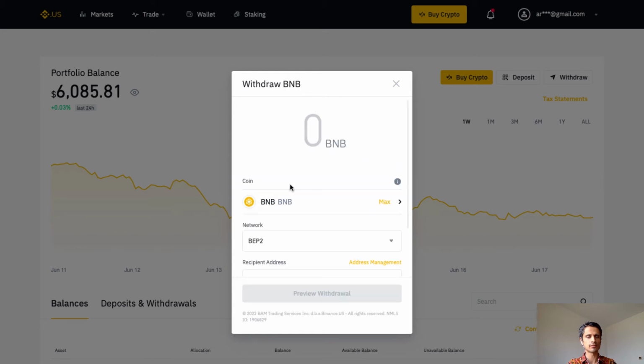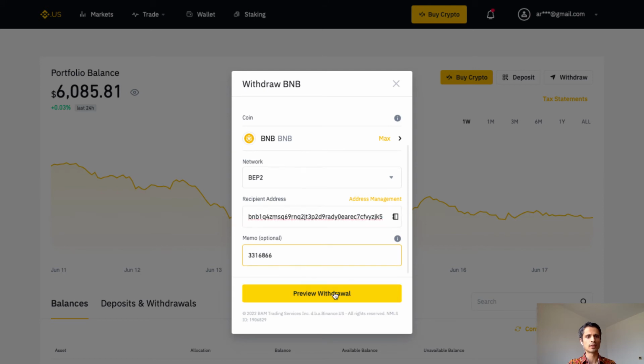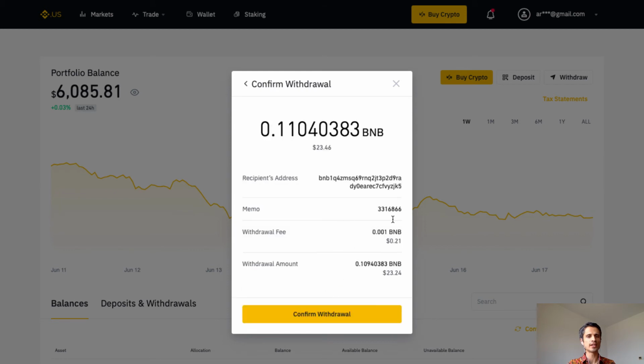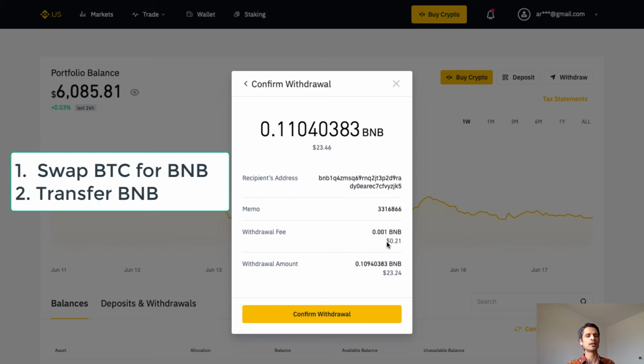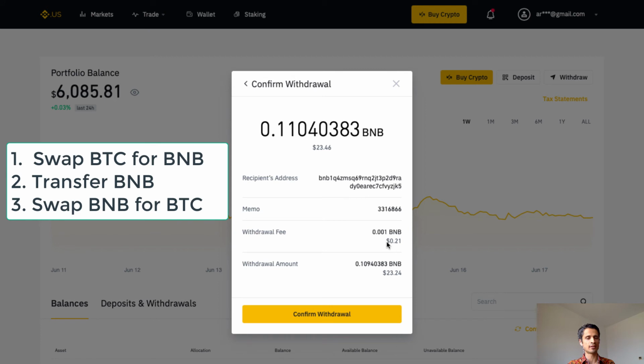BNB. So I put in my recipient address and my memo, preview withdrawal. We can see immediately that the withdrawal fee is considerably lower. It's 21 cents for withdrawing BNB. So if you would like to withdraw a small amount of Bitcoin to a platform or an exchange that also accepts BNB, you could first convert your Bitcoin to BNB on the Binance platform, transfer over the BNB, and then reconvert that BNB into BTC again.